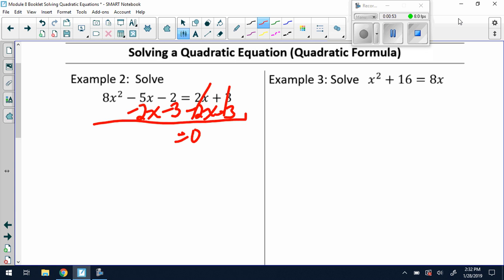Notice where I lined them up. The negative 2x, I lined up under the 5x. The 3, I lined up under the 2. So make sure that they're lined up under the like terms. And then combining like terms here. Signs are the same, so I add and keep the sign. Signs are the same, so I add and keep the sign.